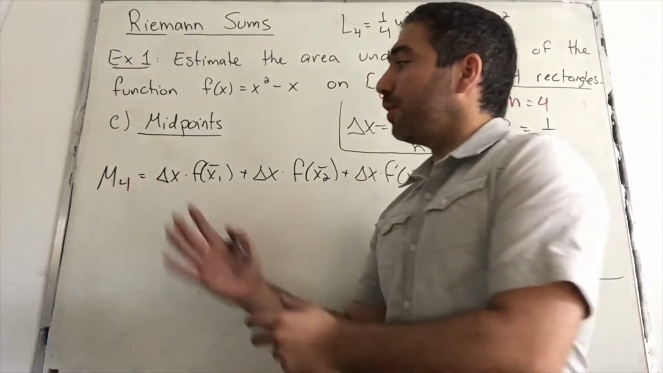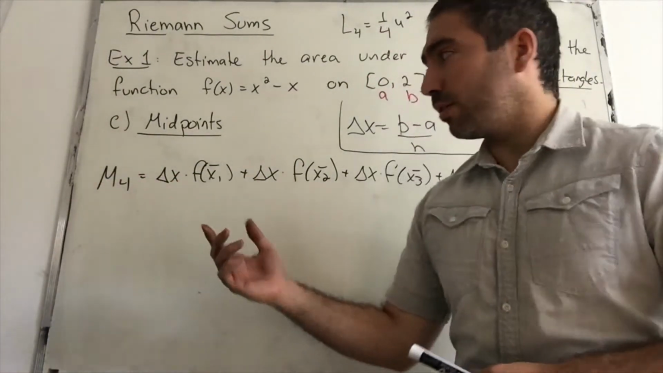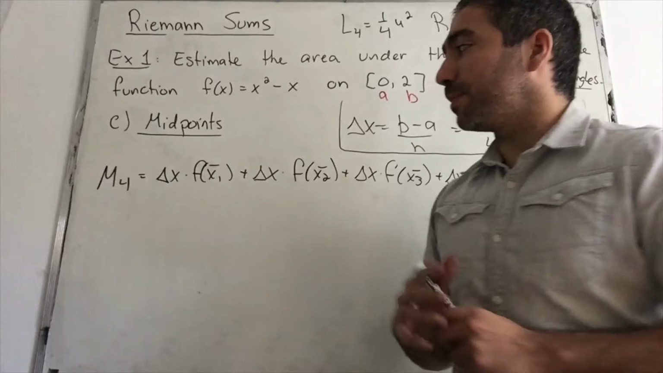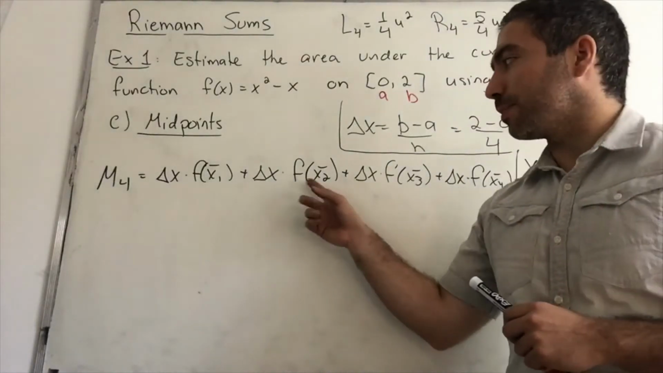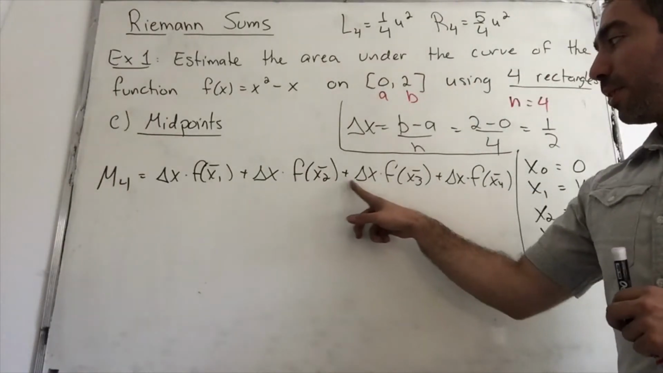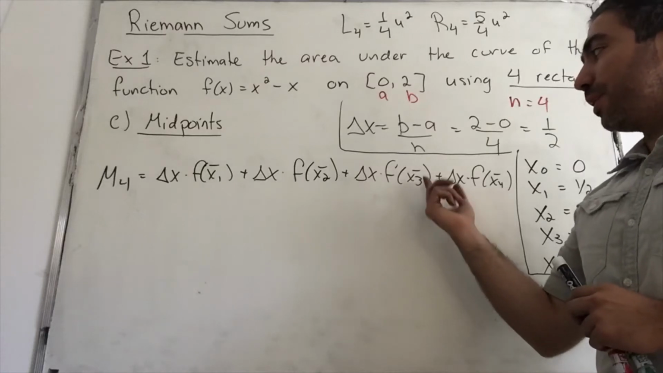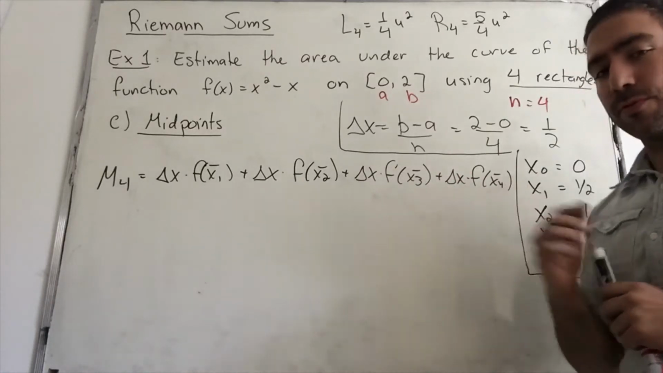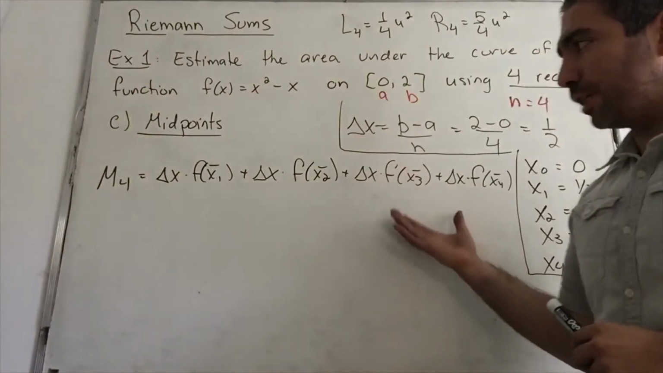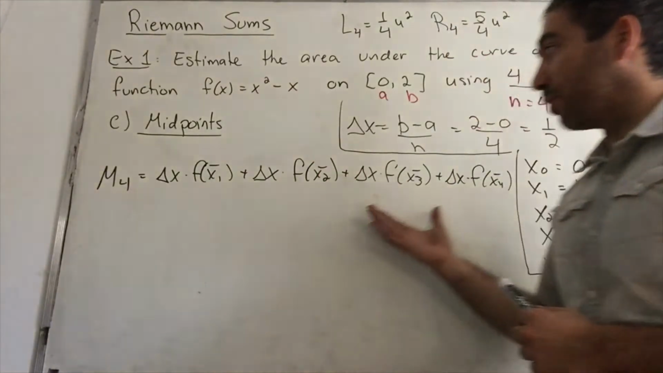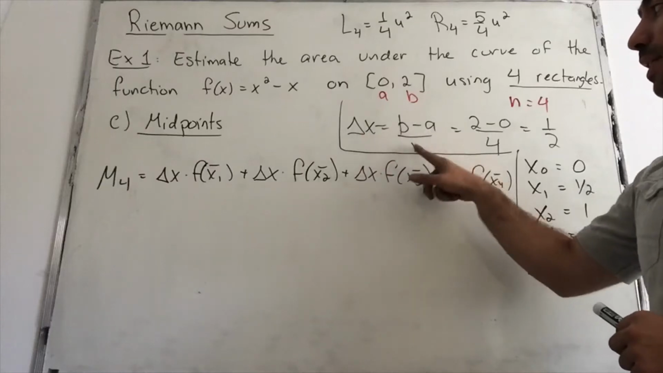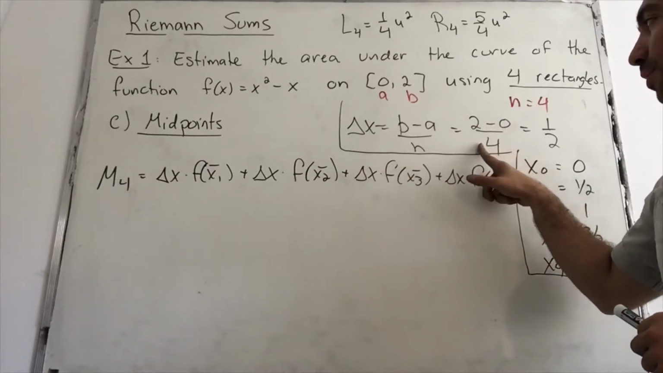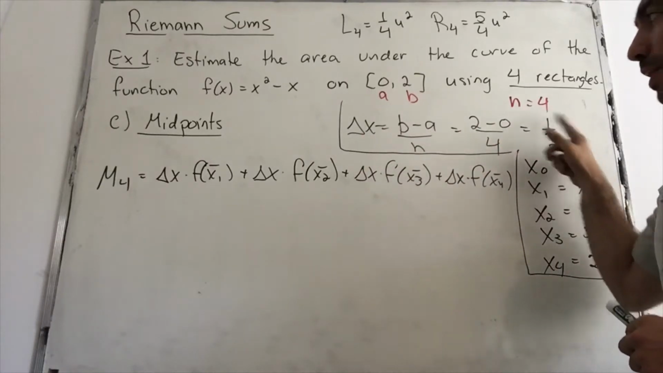So now for the midpoint, we have to find M4 because we have 4 rectangles. And the formula that we're using is delta x times f of x1 bar plus delta x times f of x2 bar plus delta x times f of x3 bar, and plus delta x times f of x4 bar. Okay, so essentially the beginning's the same, so I kept it on the board. We find our delta x, b minus a over n, that's equal to 2 minus 0 over 4, which gave us widths of a half.